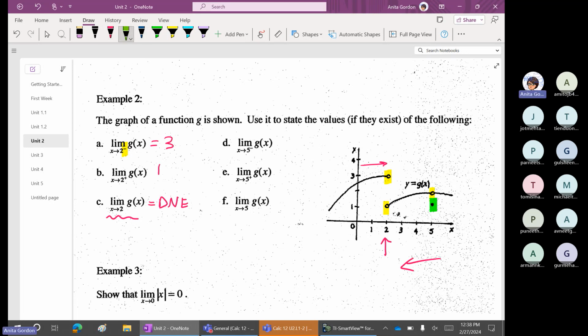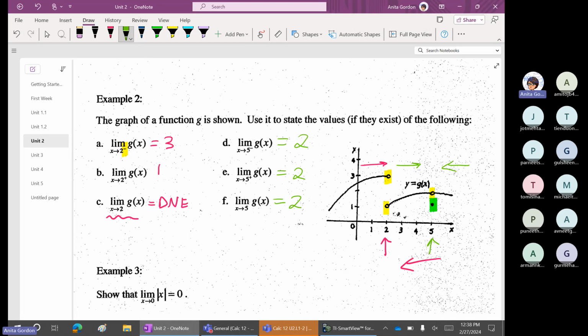Okay, now let's look at the number 5 right here. As I approach the number 5 from the left, what number am I approaching? 2. As I approach 5 from the right, what number am I approaching? 2. What's the limit? 2. What's the point?